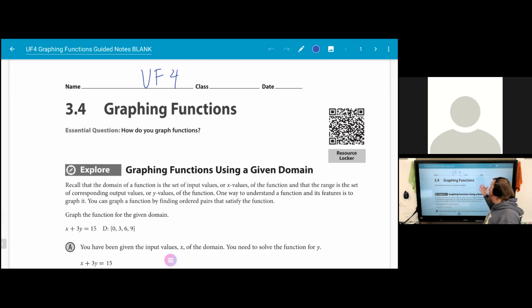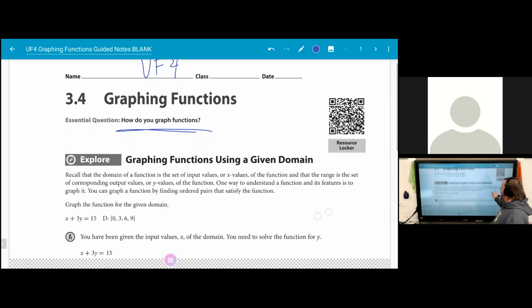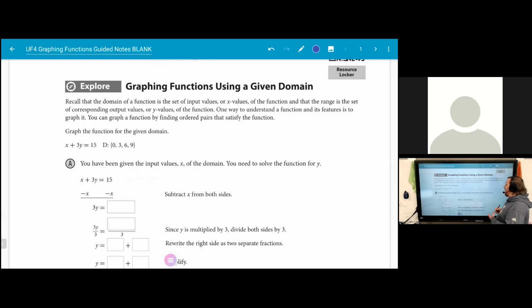This is our target, graphing functions. And this is an essential question. That's kind of an understatement. This is a really important one. How do you graph functions? So let's take a look at this thing. What if we have graphing functions using a given domain?